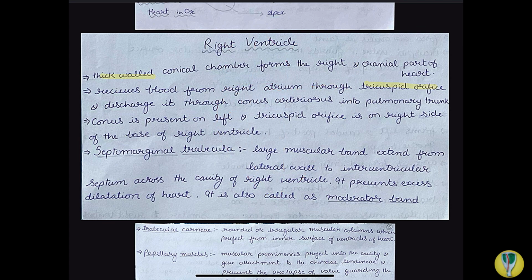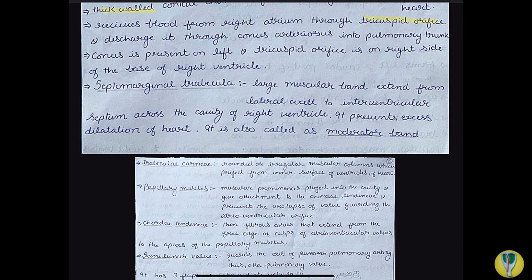Then the septomarginal trabeculae are a large muscular band which extends from the lateral wall to the interventricular septum across the cavity of the right ventricle, and it prevents the excessive dilation of the heart. It is called the moderator band. Very, very important. Why? Because the septomarginal trabecula is single. It is one in number, while trabeculae carneae, they are multiple.